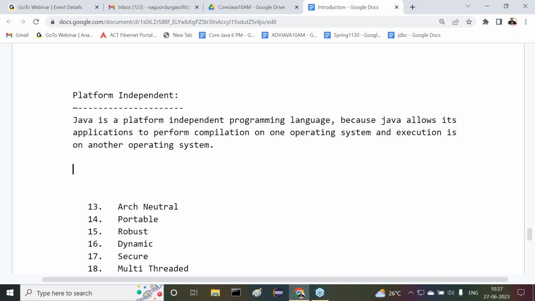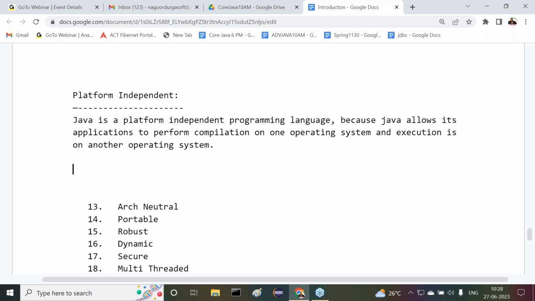There are given so many conclusions, and the differences between Java and other languages, the points I have discussed with you. C and C++ are platform dependent, but Java is what? Platform independent. There are given some conclusions. I just want to recollect these conclusions here, understand it now.